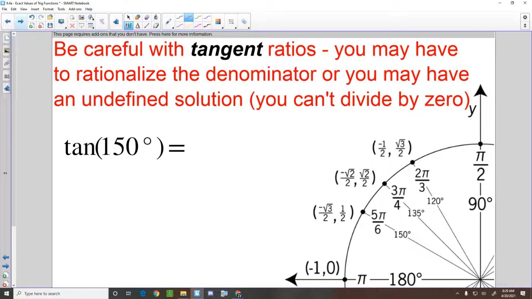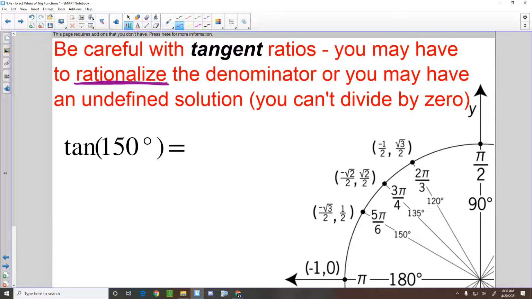Tangent's a little bit trickier because you've got that fraction. It's the y coordinate divided by the x coordinate. And sometimes when you're identifying the tangent ratio, you may have to rationalize the denominator. If you recall, rationalizing means when you've got a fraction with a square root sign in the denominator, you can't leave it there. You can't leave an irrational number in the denominator, like the square root of 2 or the square root of 3. If that happens, you have to rationalize the denominator by multiplying by that same root in the numerator and denominator, on the top and bottom.